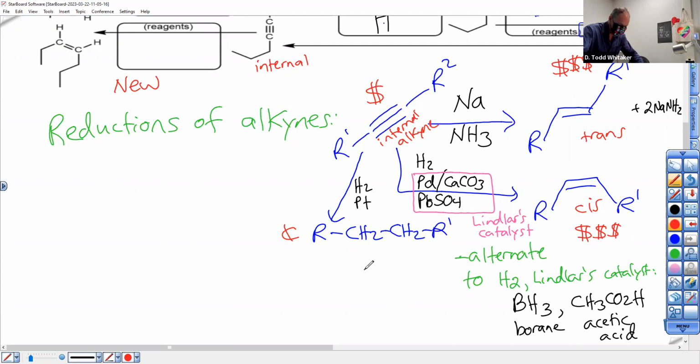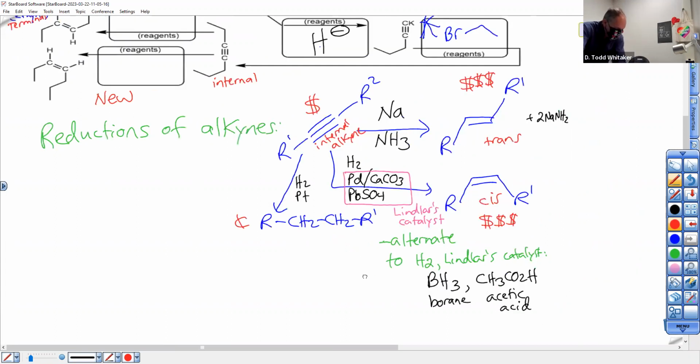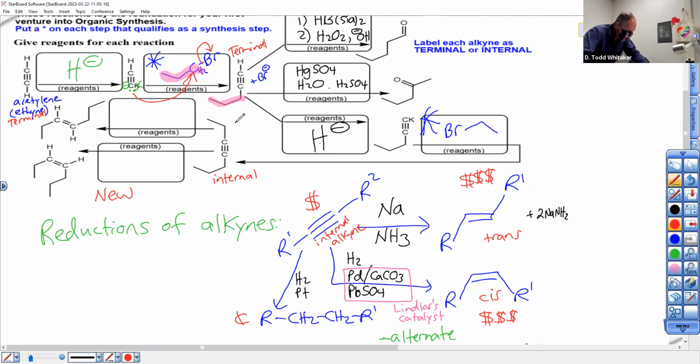So you think you're ready for your box now based on the information we've learned? This one up here, cis or trans? Yeah, trans. You have to give me sodium and ammonia. You can go Na, comma, NH3. You can go Na over NH3.